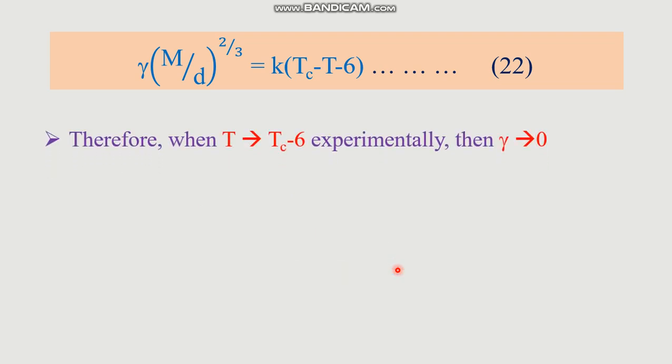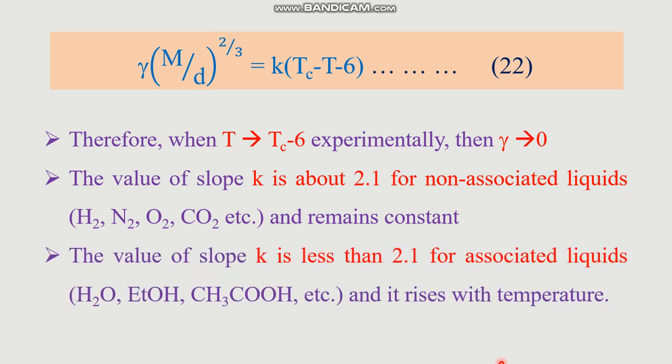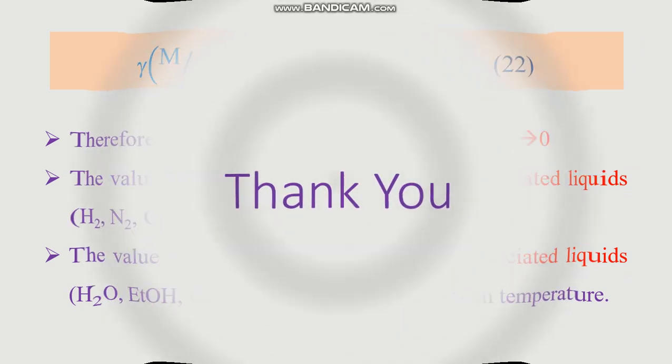So at T equals Tc minus 6, experimentally, the surface tension as well as molar surface energy of any liquid becomes 0. The value of the slope k is 2.1 for non-associated liquids, and this is a constant. For associated liquids, that means water, ethanol, acetic acid, it is not a constant; the value is about 2.5, but it rises with temperature. So that's all about the dependence of surface tension on temperature. Thank you, have a nice day.